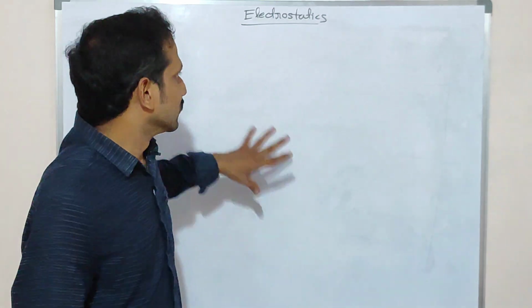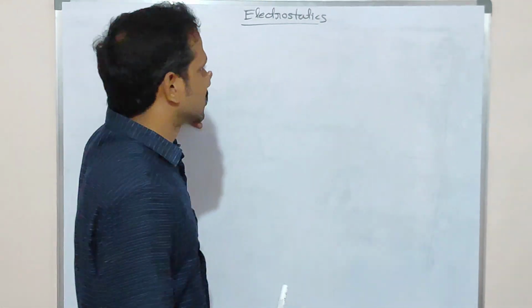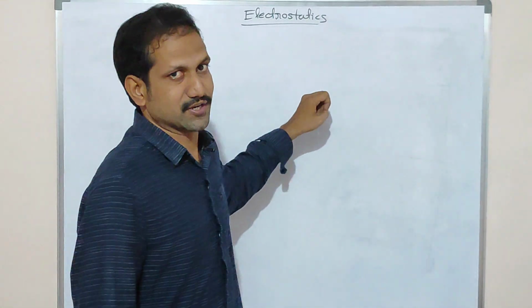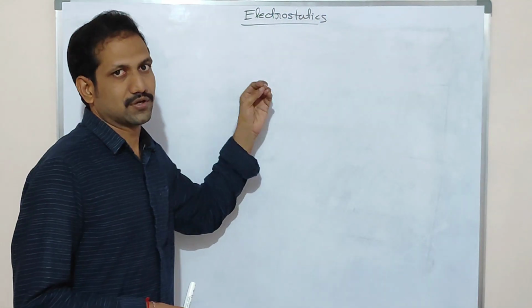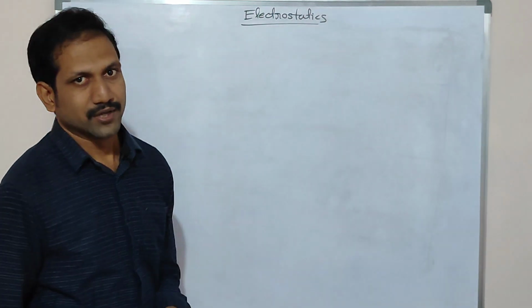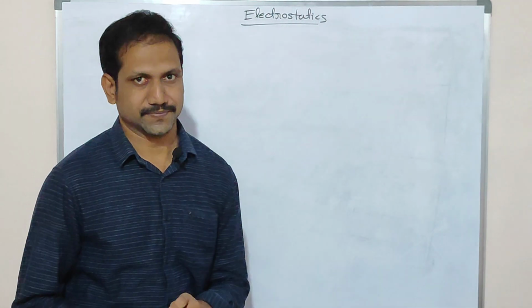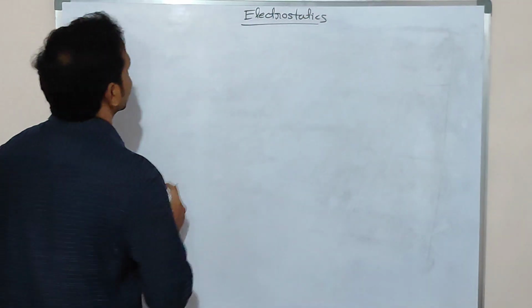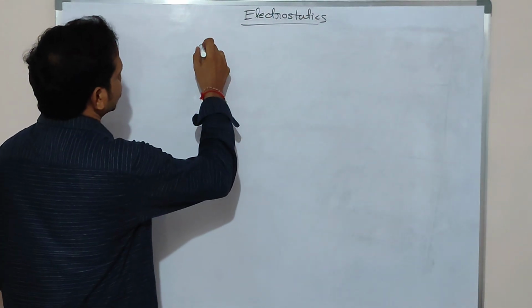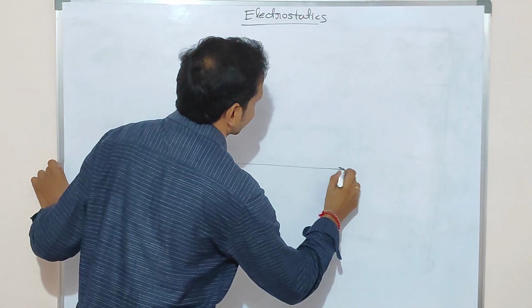But if the system has some number of charges, for example four or five charges or any number of charges, and they ask you the dipole moment of that system, then how do you find it? Let us discuss. Let us consider the system of charges here.